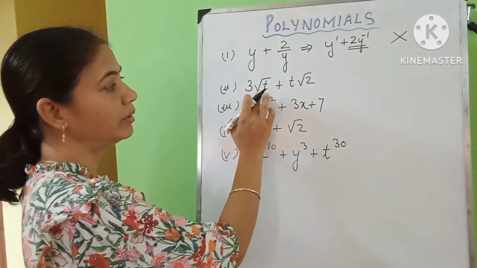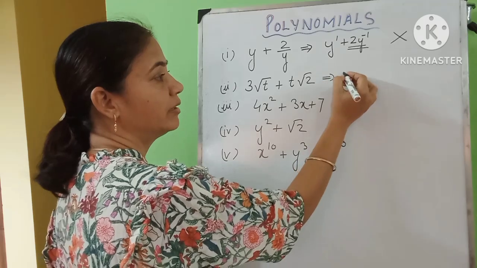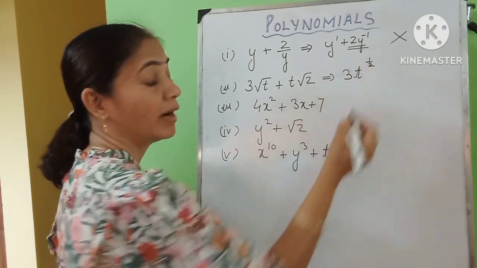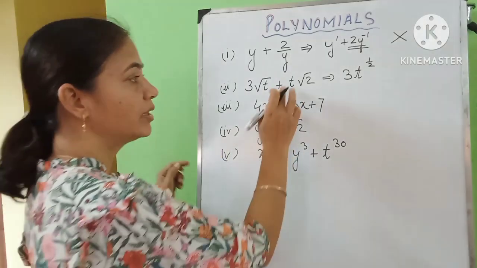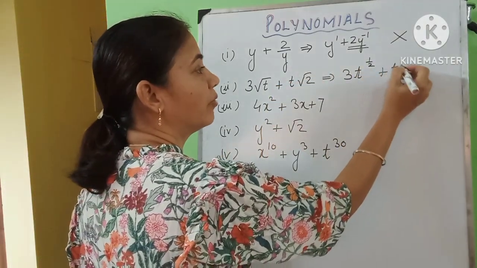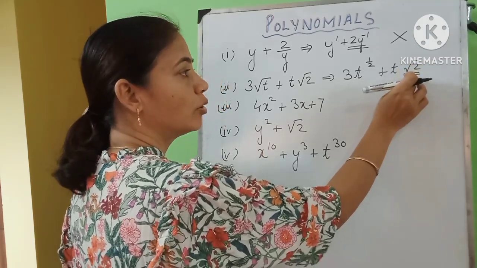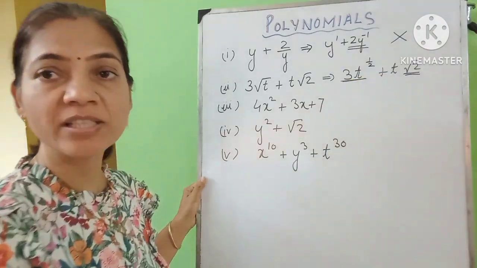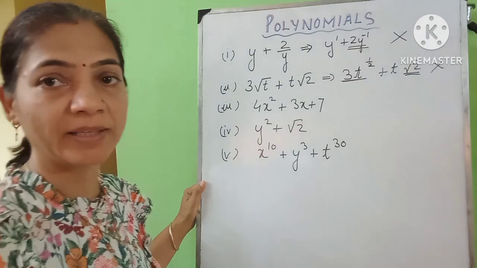Coming to the second one. Over here, this expression is 3 root t, and root means half power. Again, half is not a whole number. This is t to the power 1 and root 2, which is a separate constant term. So no problem. But this is a problem. Half is not a whole number, so this will not be considered a polynomial.